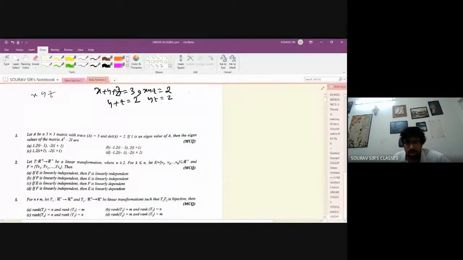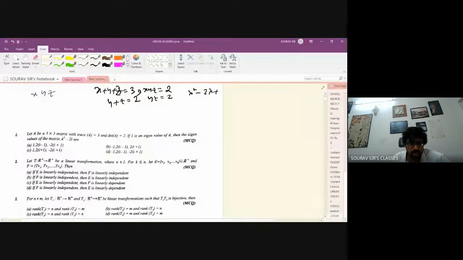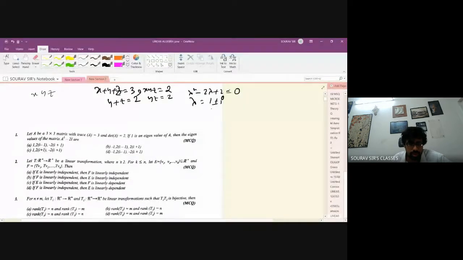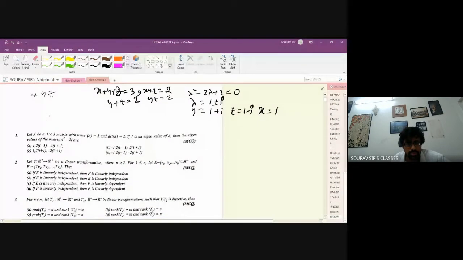So consider lambda square minus 2 lambda plus 2, that is, lambda square minus the sum plus the product equal to 0. If you solve it, lambda equal to 1 plus minus i. So y equal to 1 plus i, z equal to 1 minus i, and x equal to 1. So all eigenvalues of A are distinct, hence it is diagonalizable. Isn't it? So the diagonalization is guaranteed by this.